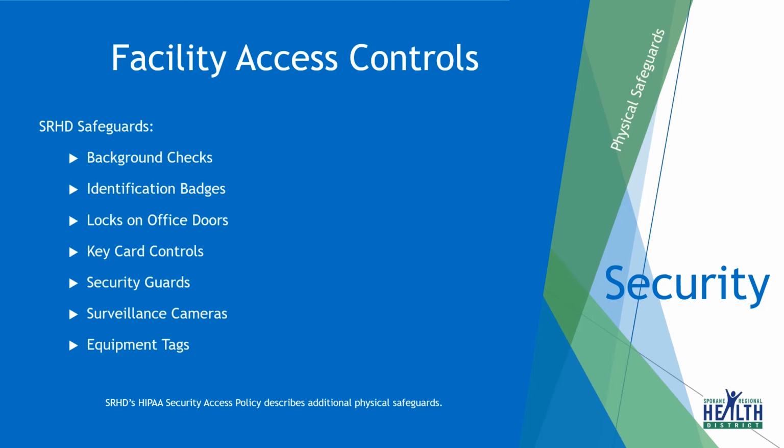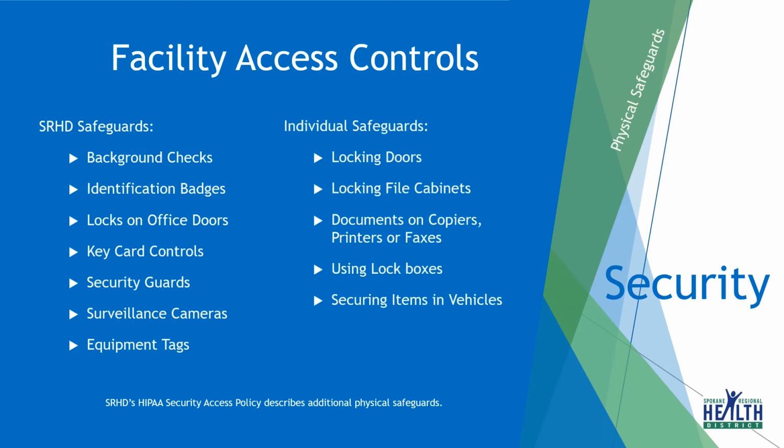There are many ways you can secure your physical surroundings, such as locking doors and file cabinets, avoiding leaving sensitive documents on copiers, printers, or faxes, ensuring paper documents containing PHI are in a lockbox when they leave the building, and putting lock boxes and electronic devices in the trunk or under the seat when left in your vehicle.